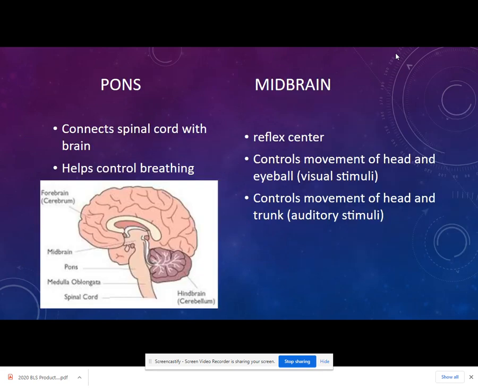When we look at the pons, it also connects the spinal cord with the brain, and this is where breathing is controlled. Okay?